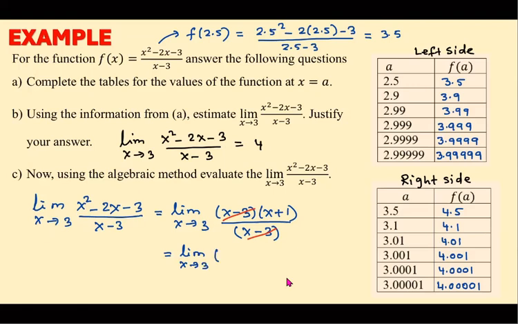So now we get the limit of a linear function. To find the limit of a linear function, you can perform direct substitution. When x approaches 3, we get 3 plus 1, which is equal to 4. So we say that the limit is 4. And you can clearly see that the limit we obtained from the algebraic method is exactly the same as the limit we obtained in parts A and B using the numerical method. So we can definitely use the numerical method to compute the limit of the function. That's all in this video.